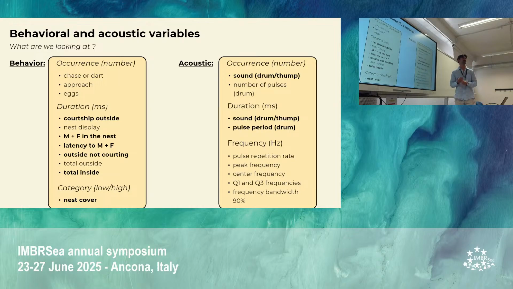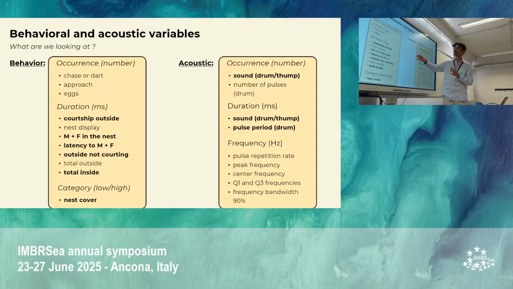Now you may ask yourself, what did we get from this video and sound? What are we looking at? Actually, we investigated many variables of many kinds. In the behavior ones, we look at chase, dart, approaches, and the number of X. These are occurrences, so it's numbers. We look at durations of different behaviors. The main important ones are of course courtship. I'll show you a bit later what it looks like.